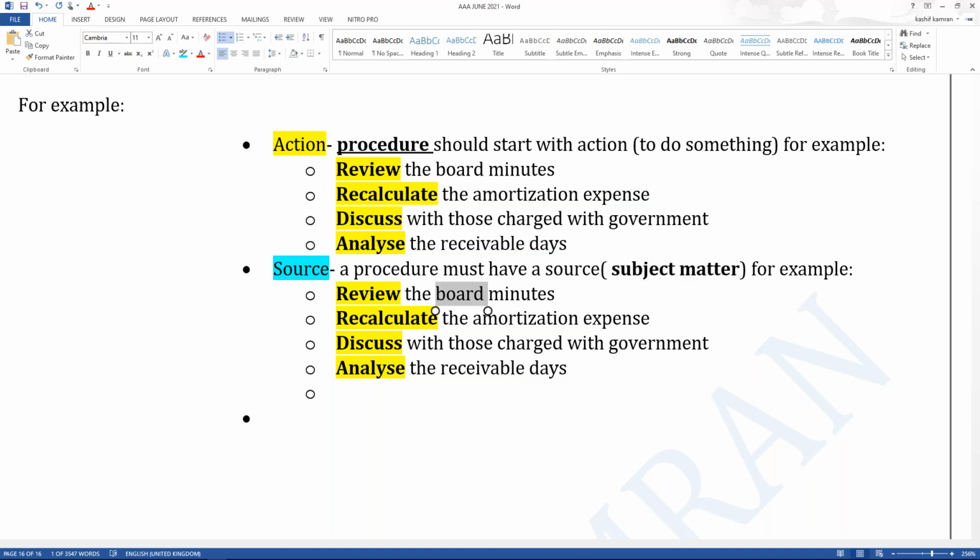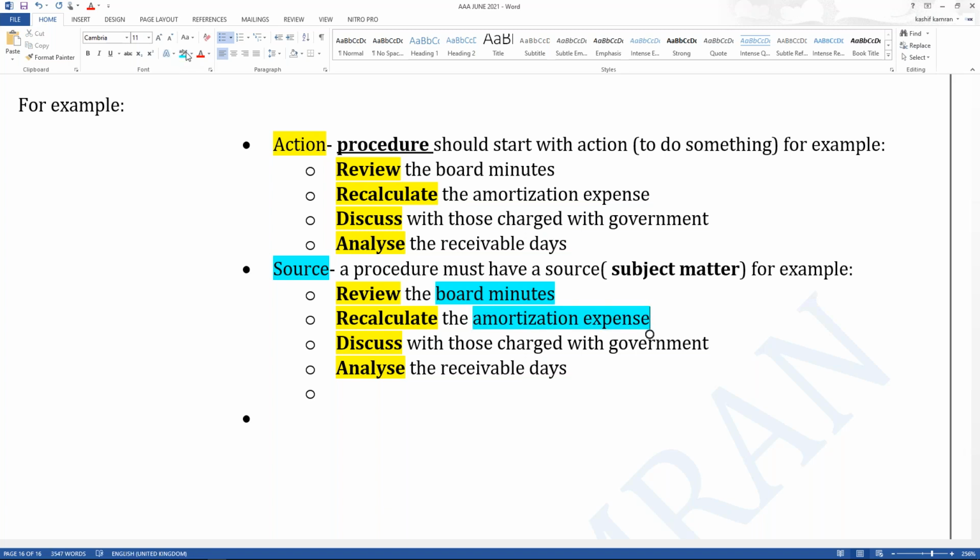Everyone, very good answers. Board minutes. So board minutes becomes the source. Recalculate the amortization expense. What's the subject matter? What's the source? What am I recalculating? Am I recalculating something very specific? Yes, I'm recalculating something very specific, amortization expense. So that becomes the subject matter.